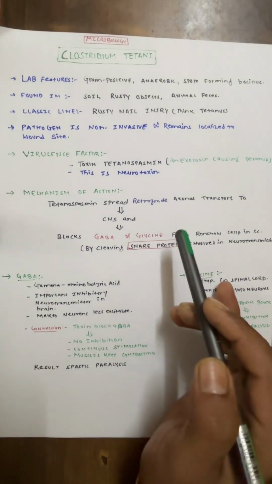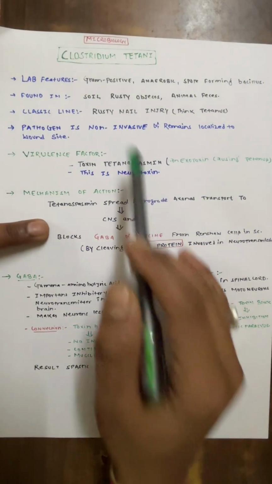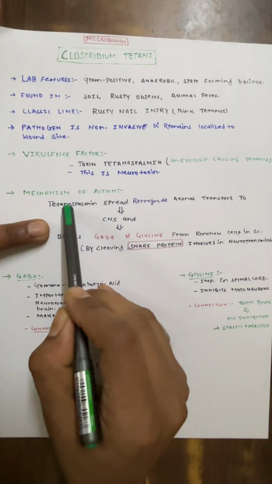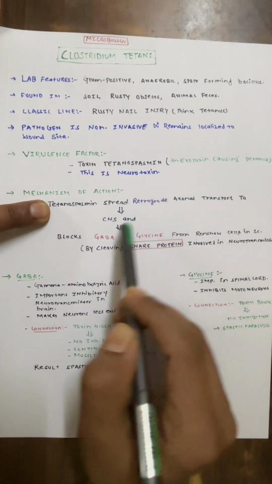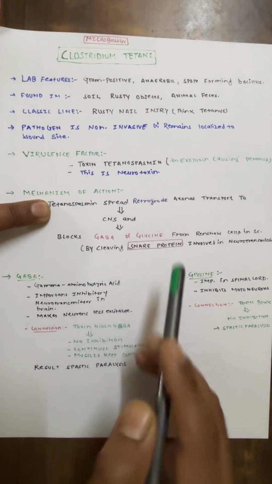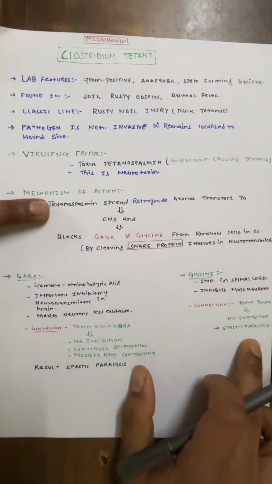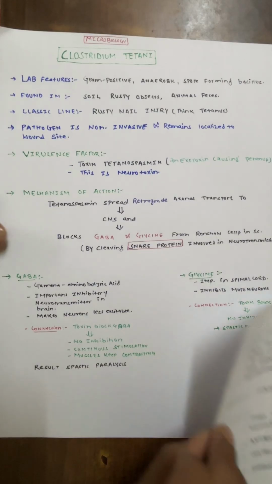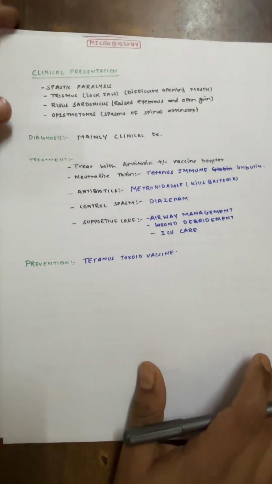So this is about the mechanism of action, how Clostridium tetani causes tetanus. The tetanus toxin spreads retrograde, then it reaches the CNS. There it blocks GABA and glycine, and after blocking GABA and glycine, it causes spastic paralysis. Now we'll talk about the clinical presentation of tetanus.